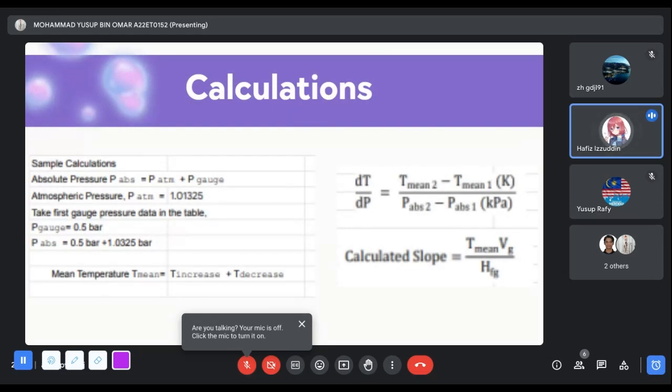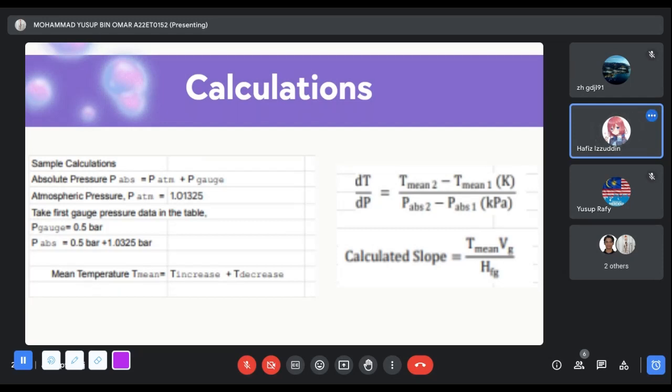Okay, this is the formula we use in this experiment. For the absolute pressure, we get it from the pressure of the atmosphere plus the gas pressure. For the atmospheric pressure, it is 1.01325. And for the mean temperature, we take the temperature plus T degrees and divide by 2.